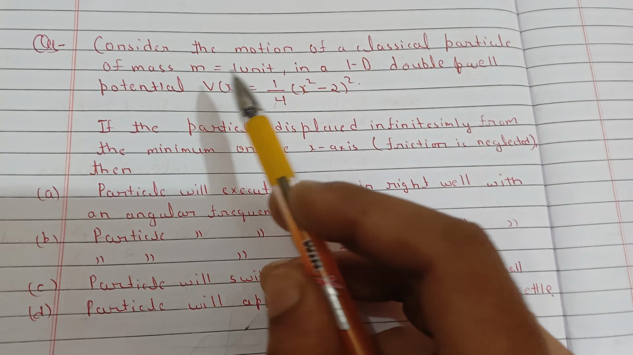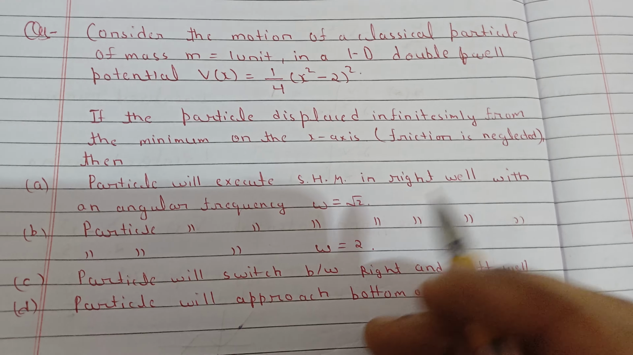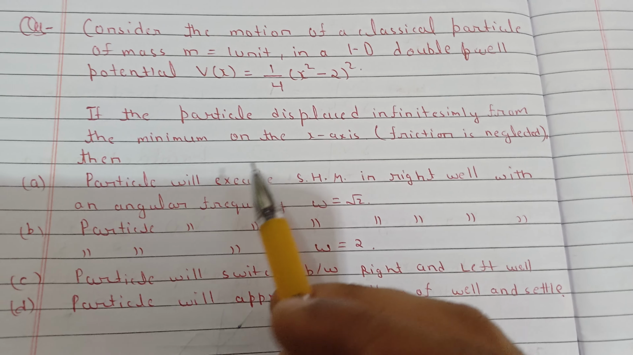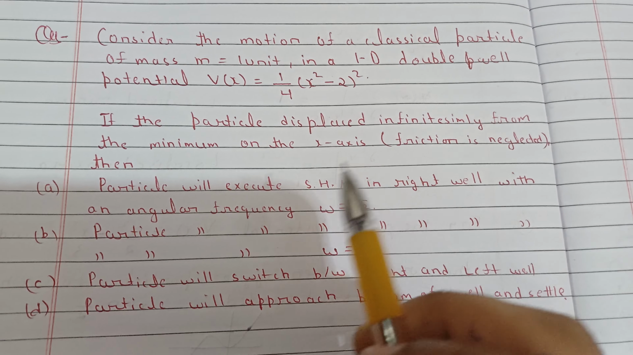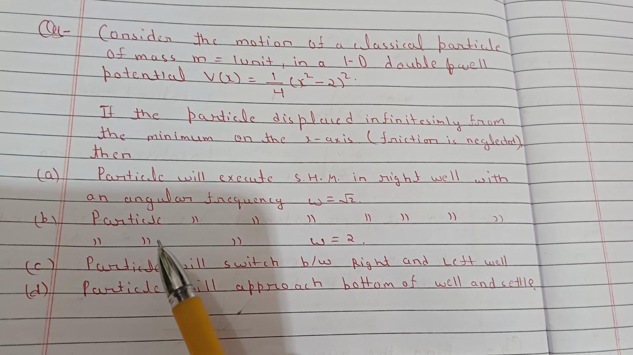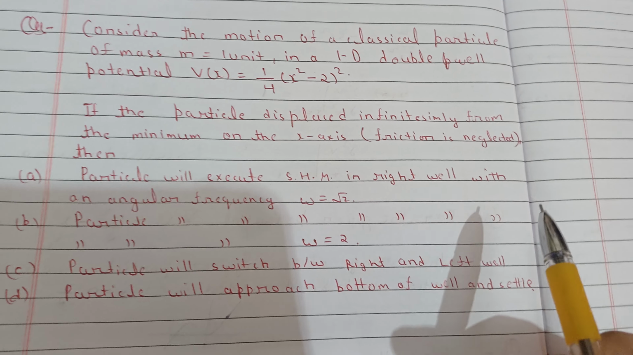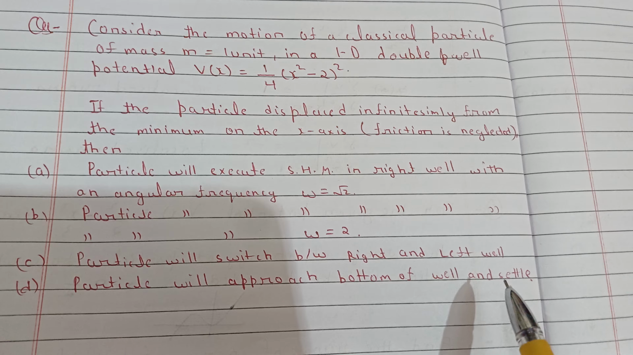Consider the motion of a classical particle of mass m, that is 1 unit, in a 1D double well potential. The potential is given like this. If the particle is displaced infinitesimally from the minimum on the x-axis, which denotes a very small displacement, and friction is neglected, then which option is correct? Particle will execute simple harmonic motion in the right well with angular frequency omega root 2. Particle will execute simple harmonic motion in the right well with angular frequency omega equal to 2. Particle will switch between right and left well. Particle will approach the bottom of the well and settle.